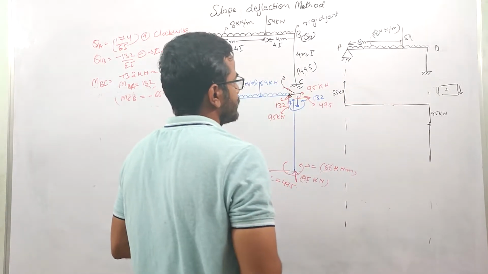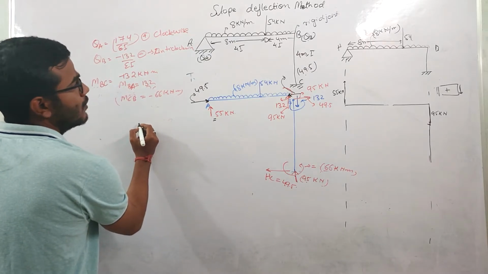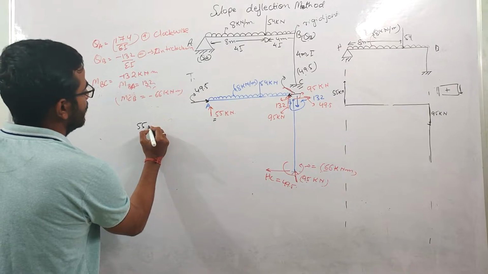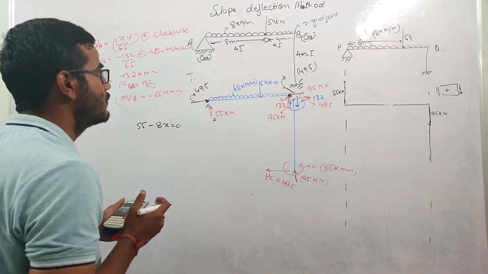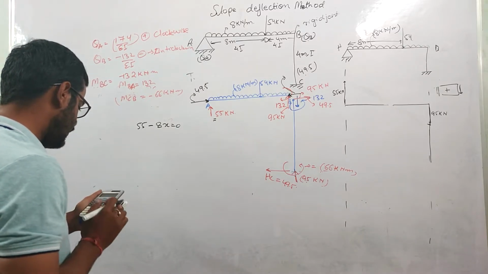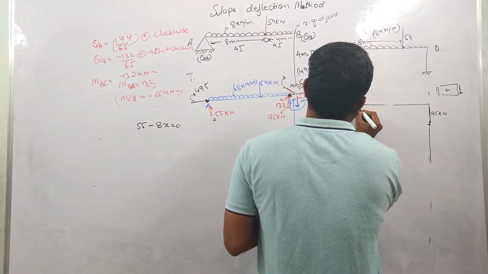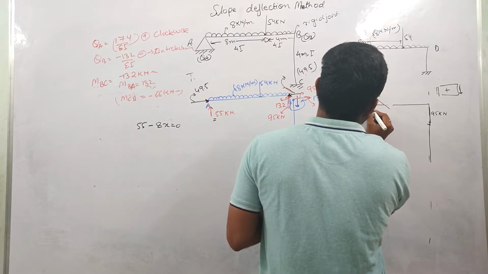At what point will the shear force be 0? So this load is basically 55, I can write 55 minus 8x equals 0. Let us see at what point the shear force gets 0 value. So 55 divided by 8 equals 6.875, right? So at this distance 6.875, the value of the shear force is 0.